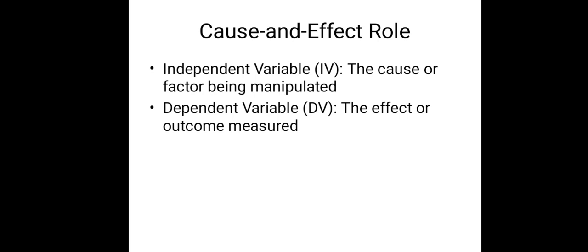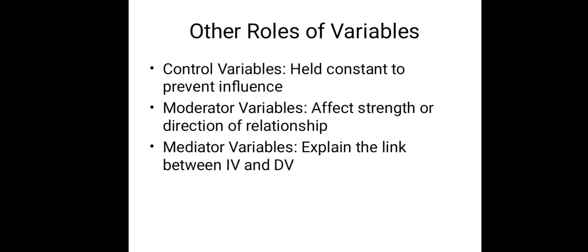Now, variables according to cause and effect, or according to their role in research, we are going to have two major ones. If you forget everything that I have said, please don't forget this. We have the independent variable and the dependent variable. The independent variable, we believe, is the cause. This is the factor that is going to cause something that we are studying. The dependent variable is the effect or the outcome that we want to observe, the outcome that is being measured in our study.